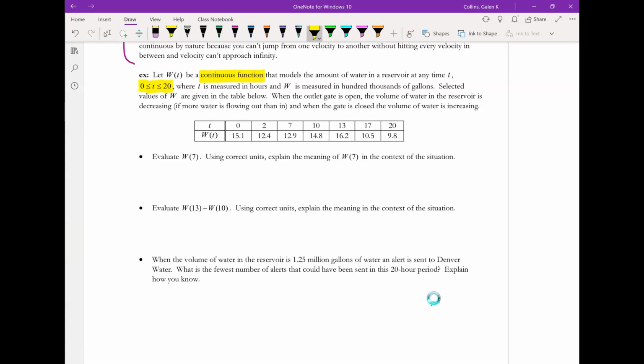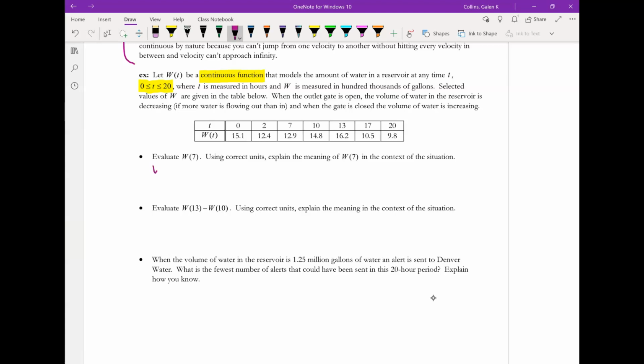When the outlet gate is open, the volume of water in the reservoir is decreasing. So if more water is flowing out than flowing in. And when the gate is closed, the water is increasing. So when they open the gate, they're letting more water out than what's coming in, is how I'm interpreting that. Okay, so this is going to start off like something we did in our very first lesson this year. So evaluate w of 7. Using correct units, explain the meaning of w of 7 in context.